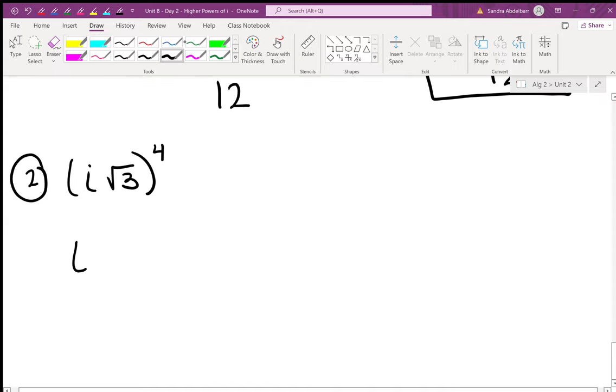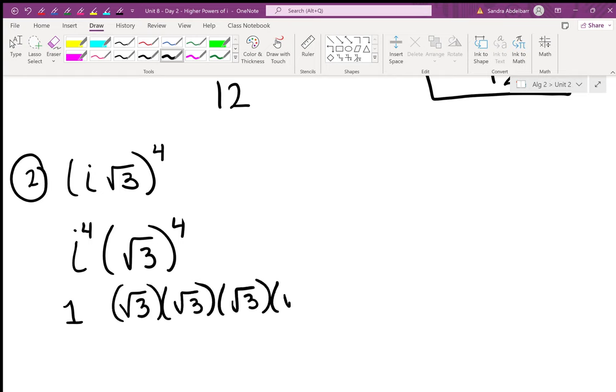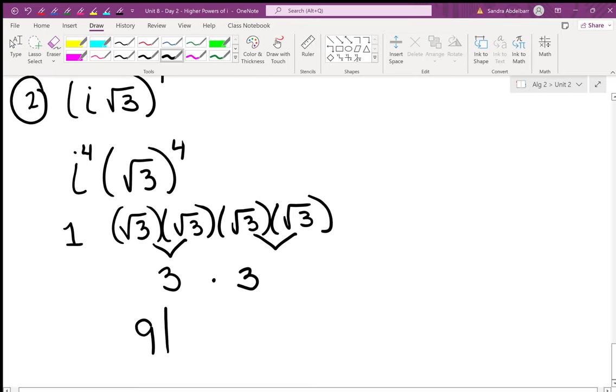So this is going to be i^4 and (√3)^4. So what is i^4? 1. √3 to the 4th power is √3 times √3 times √3 times √3. But what's √3 times √3? 3. Again, √3 times √3 is 3. 3 times 3 is 9.